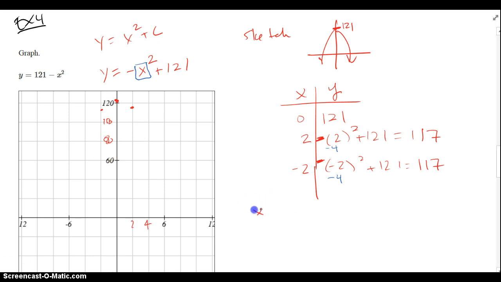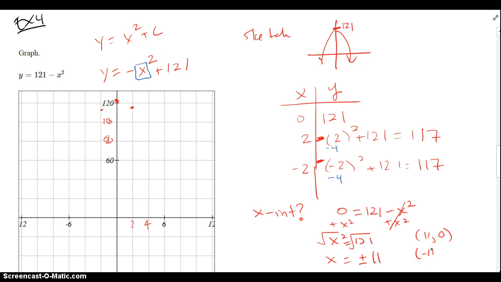And I think what I'm going to do instead is try to get the x-intercepts by letting the y value be 0, because that'll give me a pretty accurate graph. So if I add x squared to both sides, I get x squared equals 121. And notice we can quickly use the square root property and get the two x-intercepts to be 11, 0 and negative 11, 0.